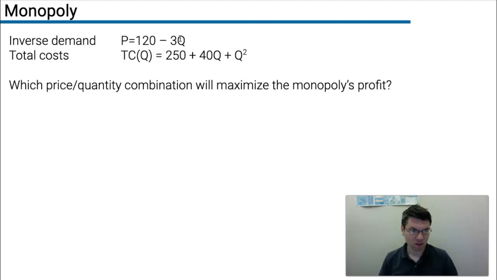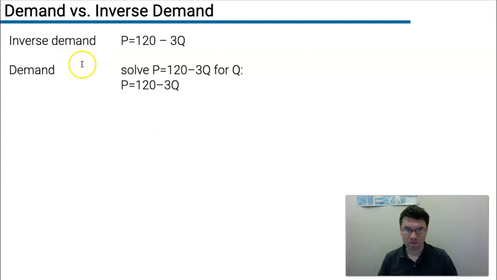Before we talk about the monopoly problem, I want to make one clarification. What is the difference between a demand function and an inverse demand function? So here, I'm talking about the inverse demand. The idea is as follows. The inverse demand treats the function as a function of quantity. So it's price as the function of quantity. I give you the quantity produced, and the inverse demand tells me what price I can sell the output for.